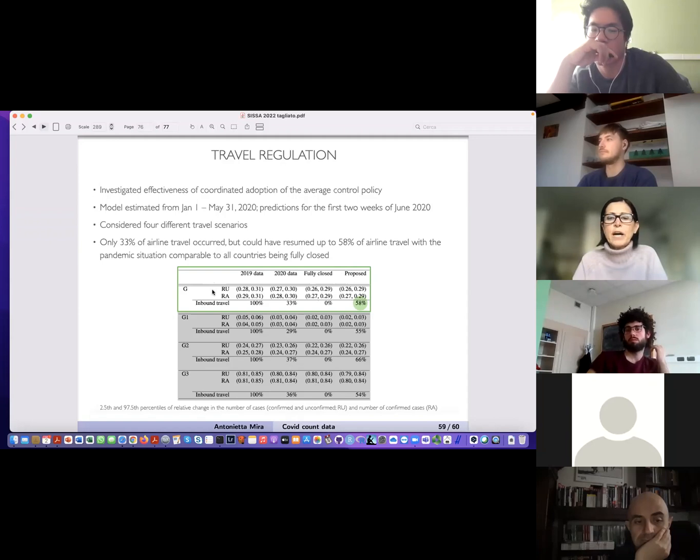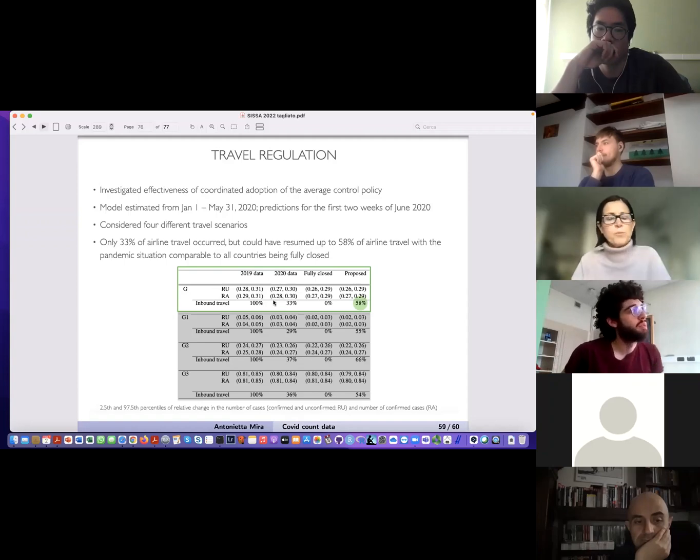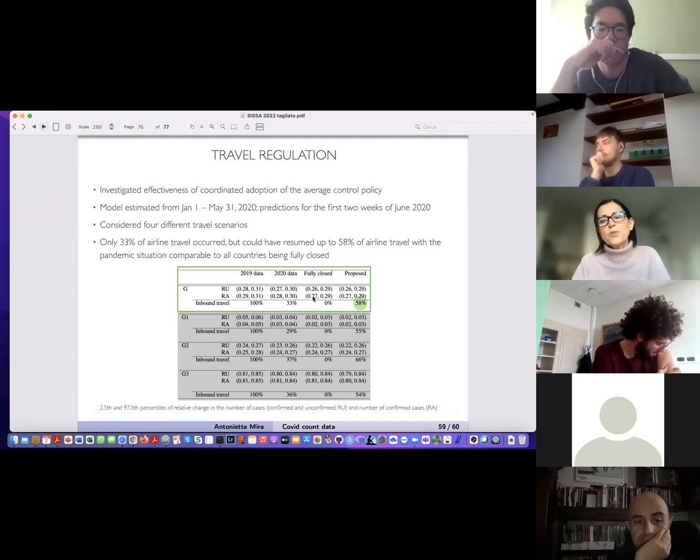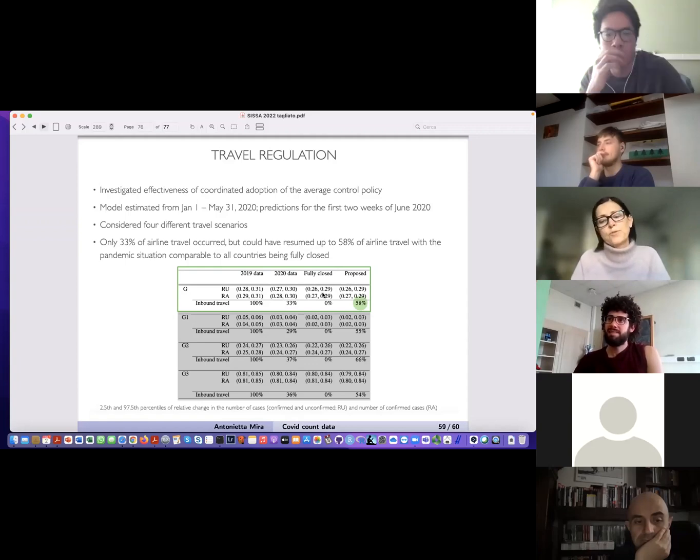In the first row, you have RU, which are the confirmed and unconfirmed cases, and RA, which are just the confirmed cases. The first column is 2019, where everything was fully open. Then we have the data in the first months of 2020, where the airline traffic was cut by 33%, and we observe a certain reduction in the number of cases. Then we compare with the fully closed and the proposed strategy. With the proposed strategy, we allow 58% of the traveling still having the number of cases at the same level as the fully closed strategy.